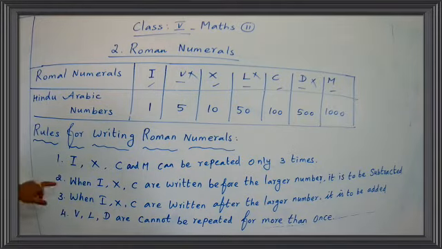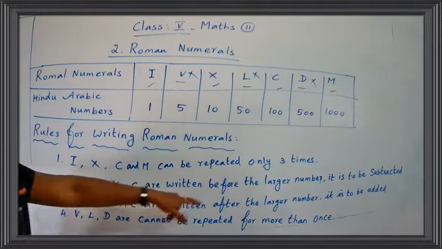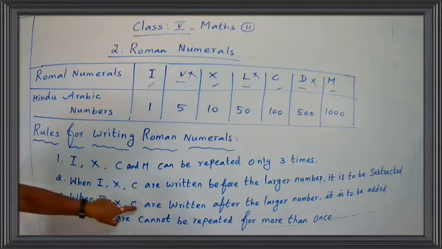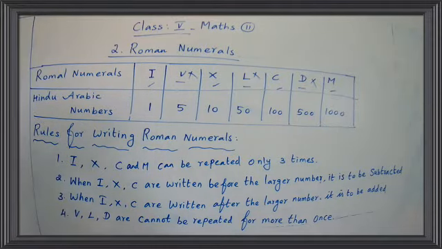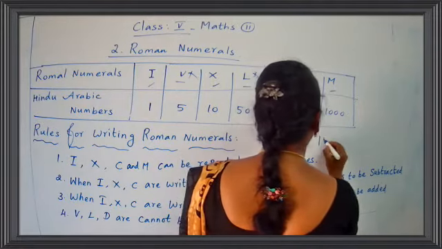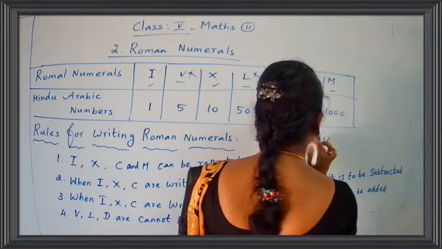Now we come to the second rule. When I, X, C are written before a larger number, it is to be subtracted. And the third rule is when I, X, C are written after a larger number, it is to be added. See the example in the second rule: IV.